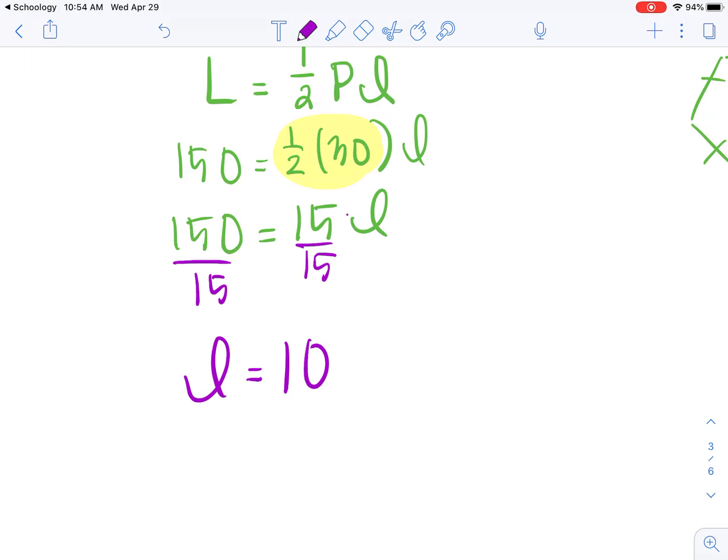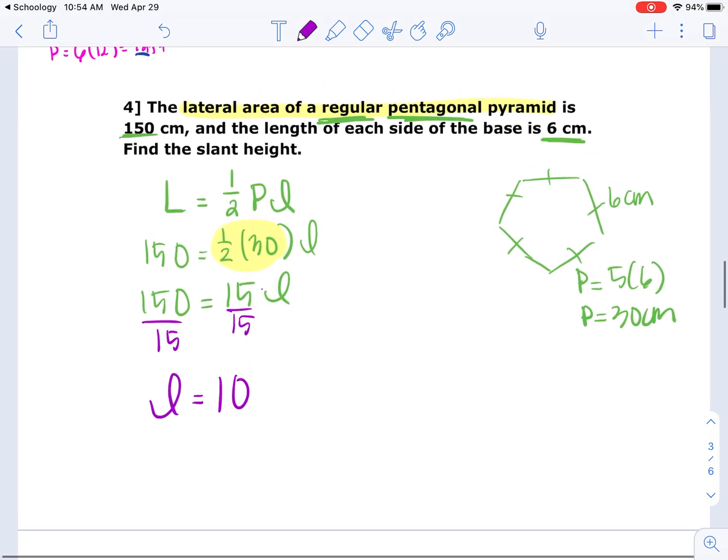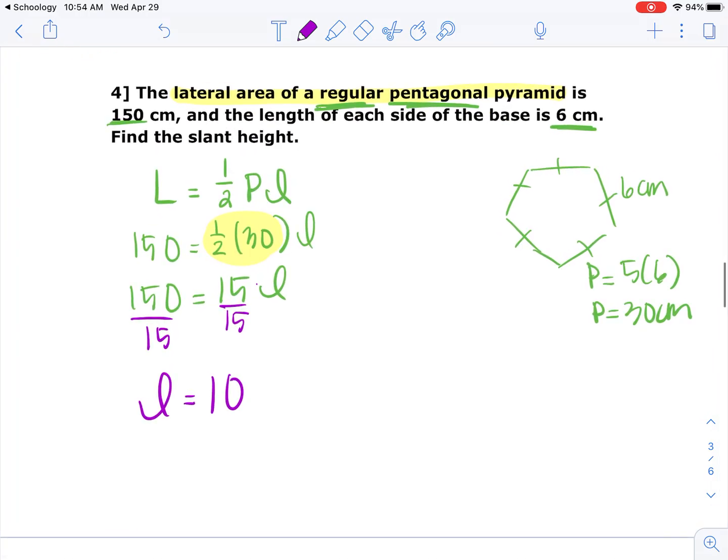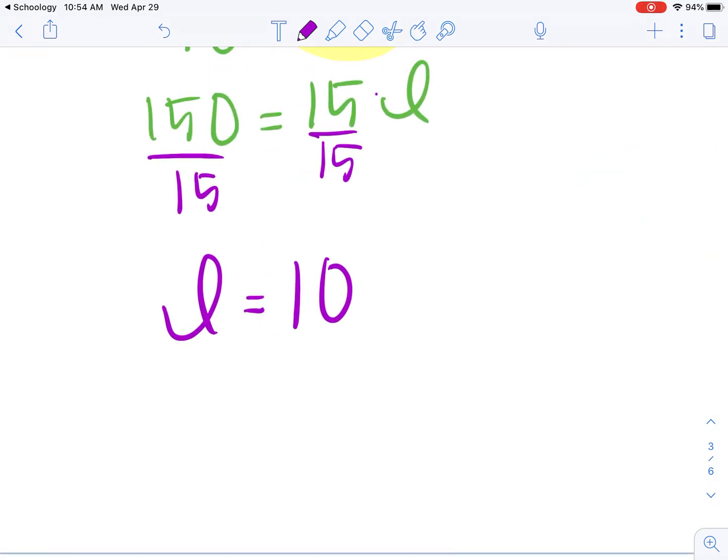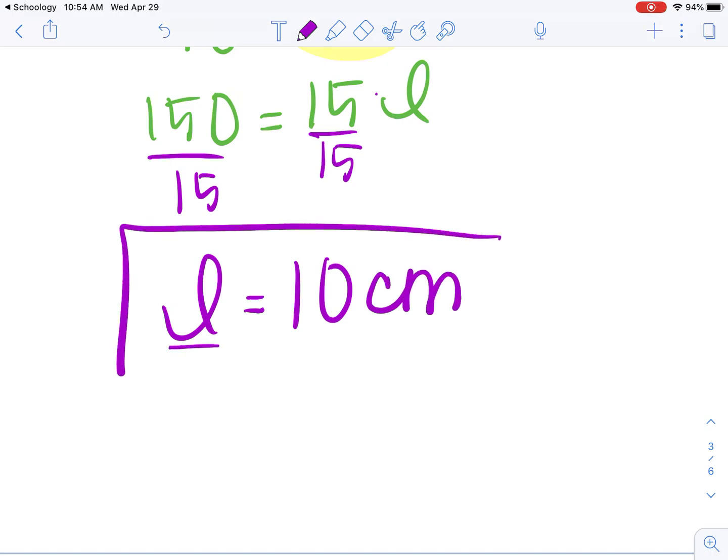This is not centimeters squared. Is it centimeters or meters? It is centimeters, my bad. Okay. It is not centimeters squared because this is the slant height. This is the length. So it's just centimeters.